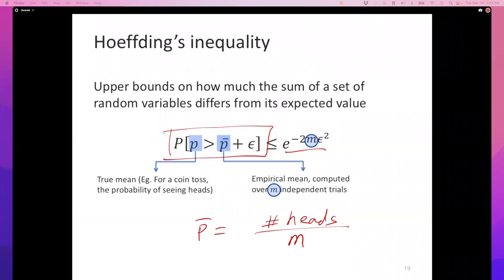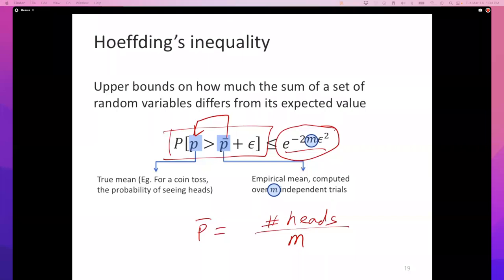It simply says that as the number of trials increases, p bar and p are going to approach each other really, really fast, because this quantity, e power minus 2m epsilon squared, importantly has an e power minus m in it. So as m increases, this drops really fast. As the number of coin tosses increases, your empirical probability p bar and the true probability p, we're talking about probabilities of probabilities.